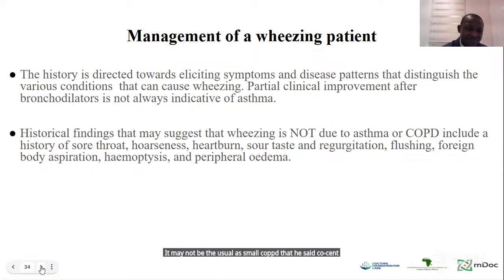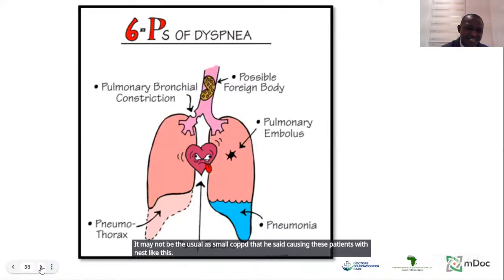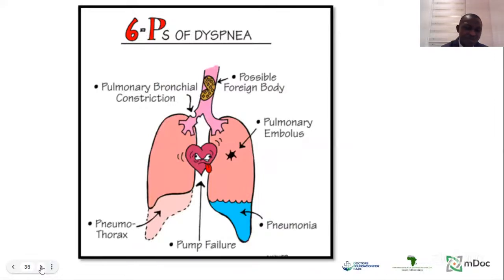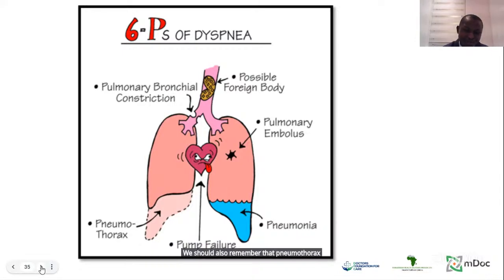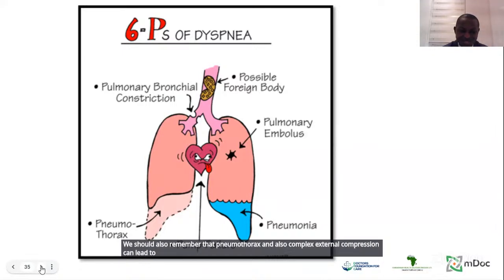Next slide, please. Here is a picture of the common 6 P's of things that cause dyspnea. The first one there is bronchial constriction, which we have in bronchial asthma. Like I said, there will be constriction of the muscles, and then the airways are narrowed. It can give dyspnea, it can give wheezing. But we should also remember that pneumothorax can also compress. External compression can lead to airway obstruction and can also give wheezing.